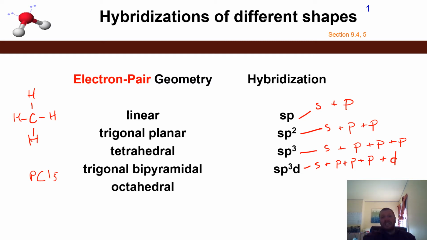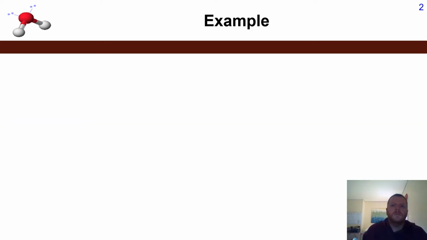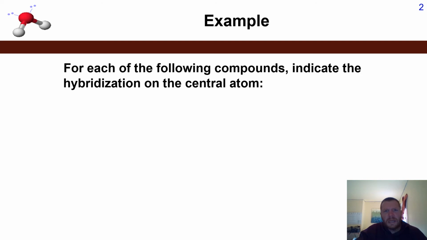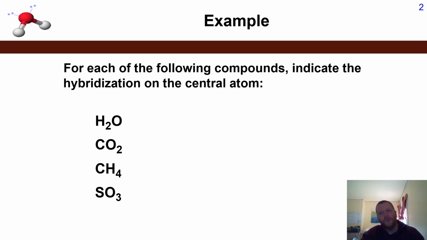Octahedral, you've got 6 things surrounding your central atom. So you've got an s orbital, 3 p orbitals, 2 d orbitals: sp3d2 hybridization. So for some examples, for each of the following compounds, indicate the hybridization on the central atom. We were talking about the central atom, so you need to be able to identify that when you put together Lewis structures. So we've got H2O, CO2, CH4, SO3.